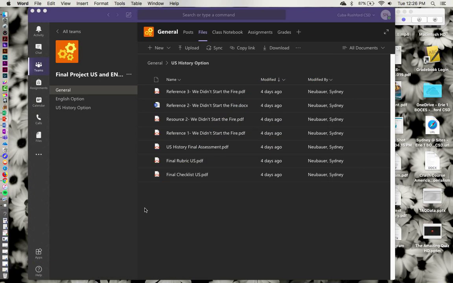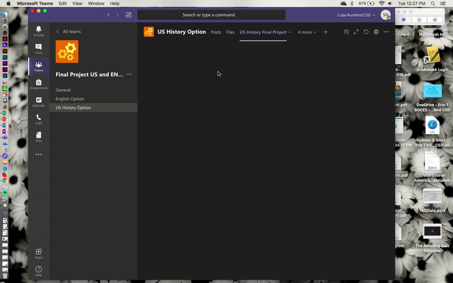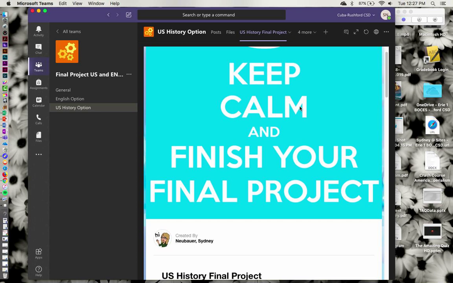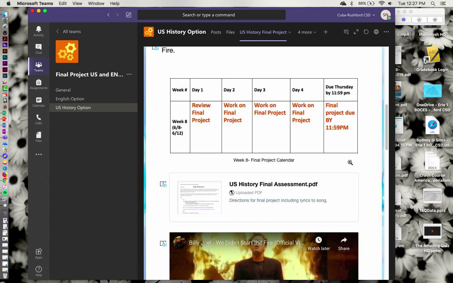Now there's a couple more things that I want to show you in Teams. This is just one place that you can find all of the documents that you'll need for your project. The second place you're going to find those is if you click on the US History option. Okay, you've got a couple of things here. We've gotten to know Wakelet pretty well. If we click on that W that says your final project, you're going to find a Wakelet. What you see here is you've got your calendar for your final project. Remember, it's due on the 12th by 11:59, okay?